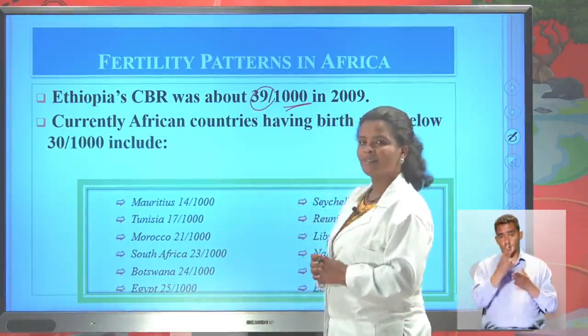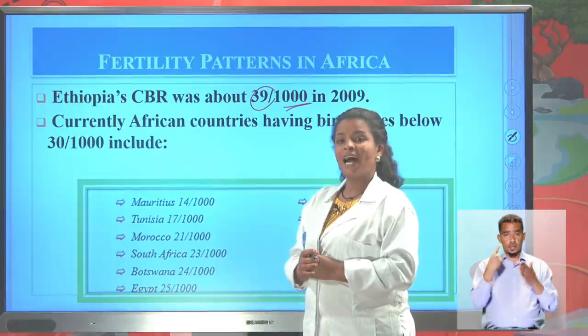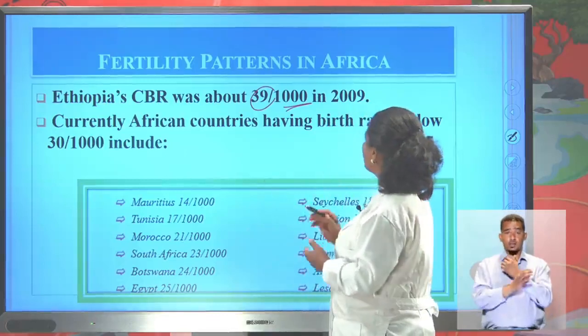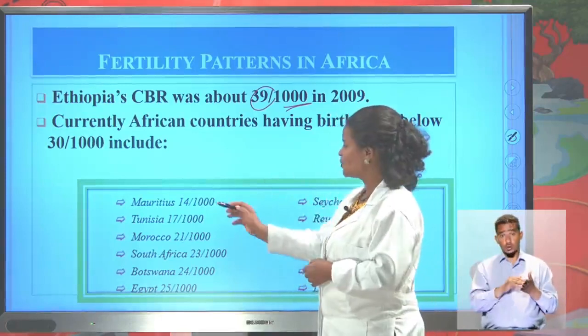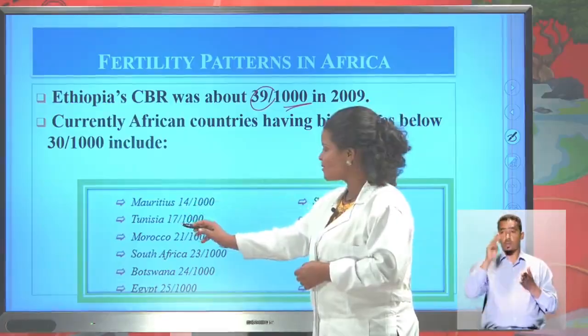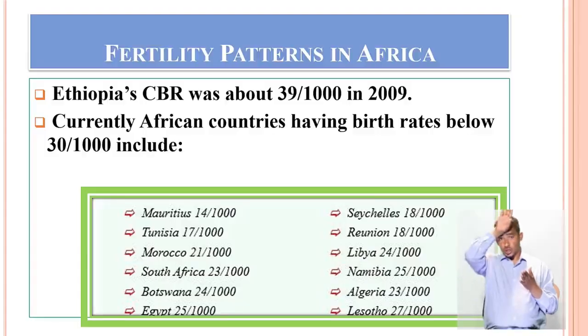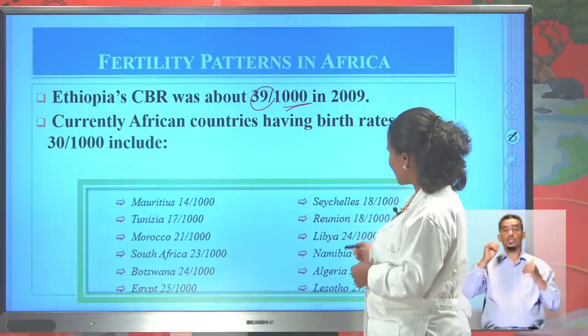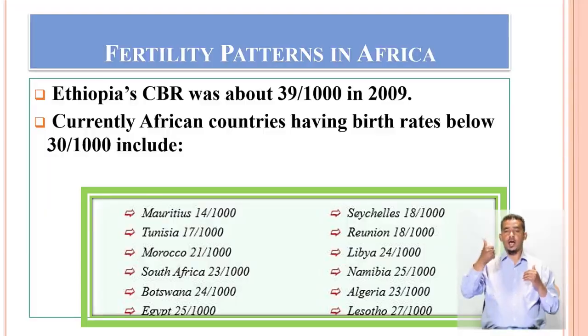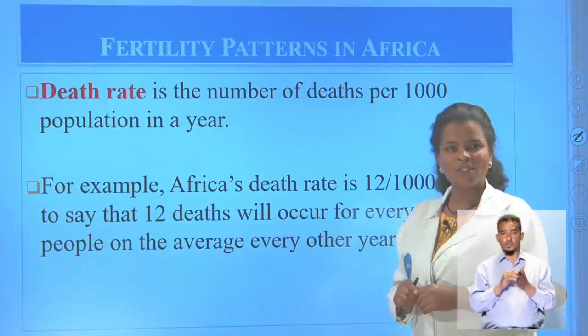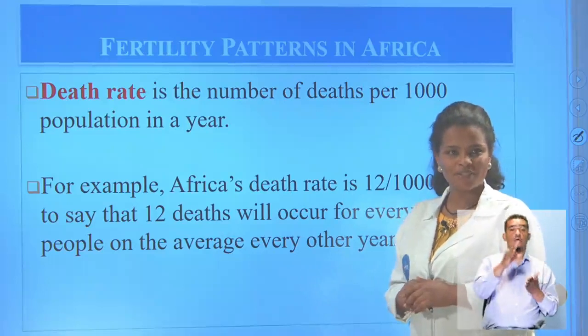Let us see. Currently, African countries with birth rates below 13 per 1,000 include Mauritius, Tunisia, Morocco, South Africa, Egypt, Seychelles, Reunion, Libya, Namibia, Algeria, and Lesotho. These countries have crude birth rates below 30 per 1,000. Let us see about the death rate of Africa.